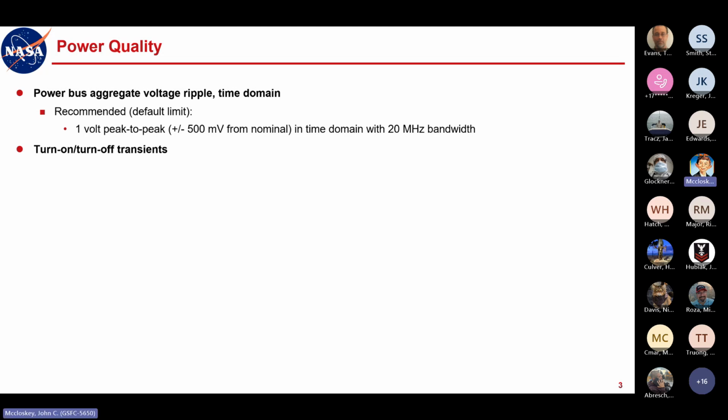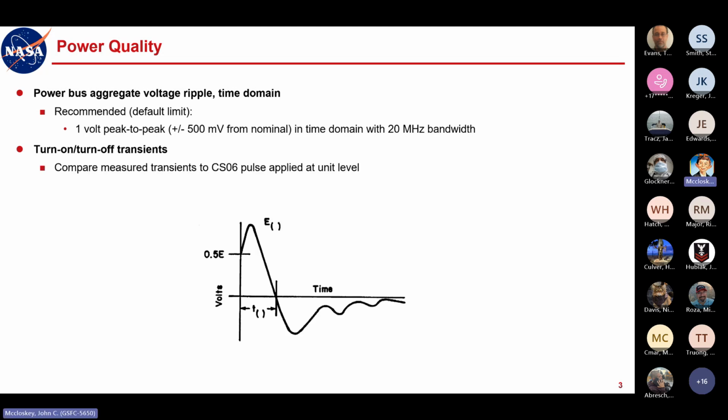And then we'll also look at turn on and turn off transients, and our benchmark will be we'll compare the measured transients to the CS06 pulse that was applied at unit level, if your program did indeed apply it. And so this is the CS06 pulse we talked about in one of the recent sessions. It has a 10 microsecond pulse width, the default pulse in the standard anyway. And then we generally apply positive and negative going transients equal in magnitude to the bus potential.